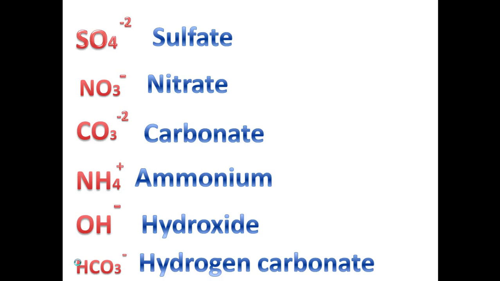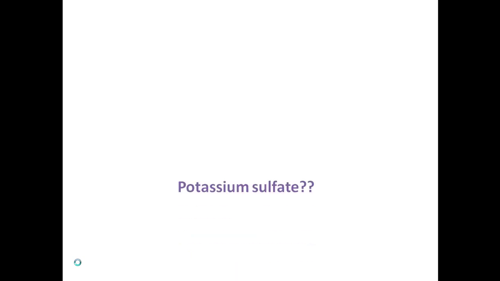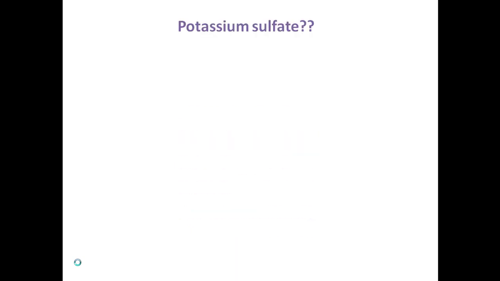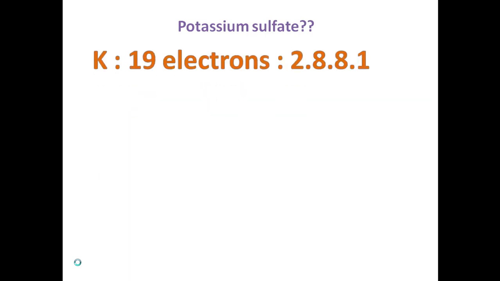So how to apply these things? Let's say if I ask you to write the correct formula of potassium sulfate. First, as we learned, potassium from the periodic table, it has 19 electrons, so its electronic distribution will be like this. Here we have only 1 electron in the outer shell of potassium atom, so its valence electron is equal to 1. What about sulfate? It's written according to the formulas that we wrote in the previous, SO4 minus 2.